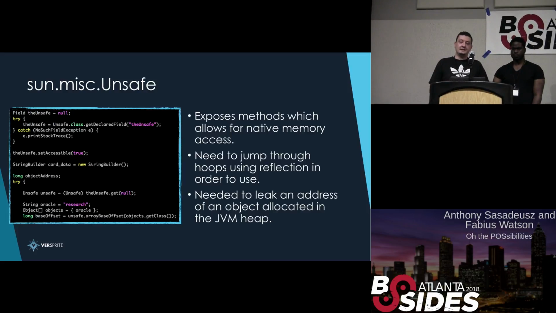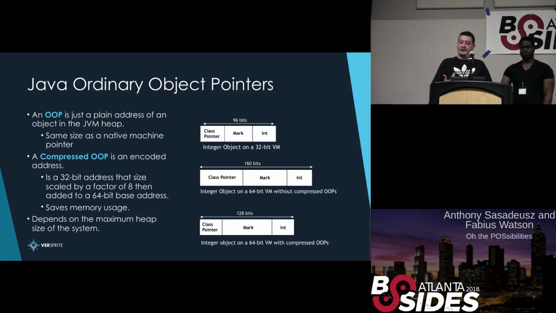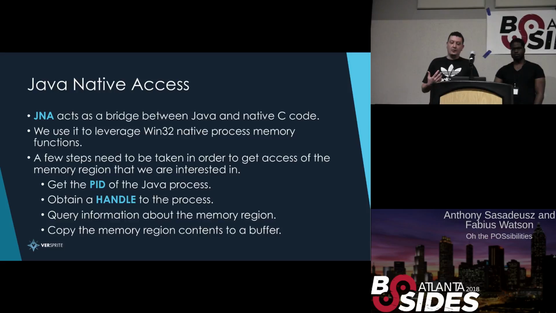We could use Unsafe for this, but it's usually for Java internal use only. We are able to use it by jumping through some hoops using reflection, which gives us access to the methods. Also, because we wanted to be cross-platform, we wanted to be able to run on 32-bit and 64-bit systems and leak an address. We had to understand when and where it would give us back a native pointer, or when it would compress that pointer, where we had to factor it back and do some manipulation on it to get a correct address. And also, we wanted to use Java Native Access to leverage C code.